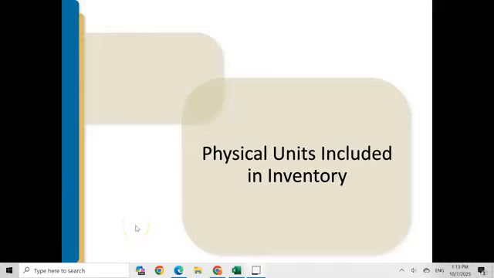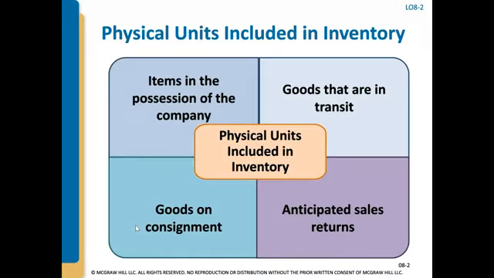Hello. In this video, we're going to go through the physical units that are included in your inventory amount. When you think about your inventory, you mainly think about the items that are in possession of your company. Meaning, if I'm a clothing company, the clothes that I buy from my supplier go into my inventory. Those are the kind of items that you typically think are included in your inventory.